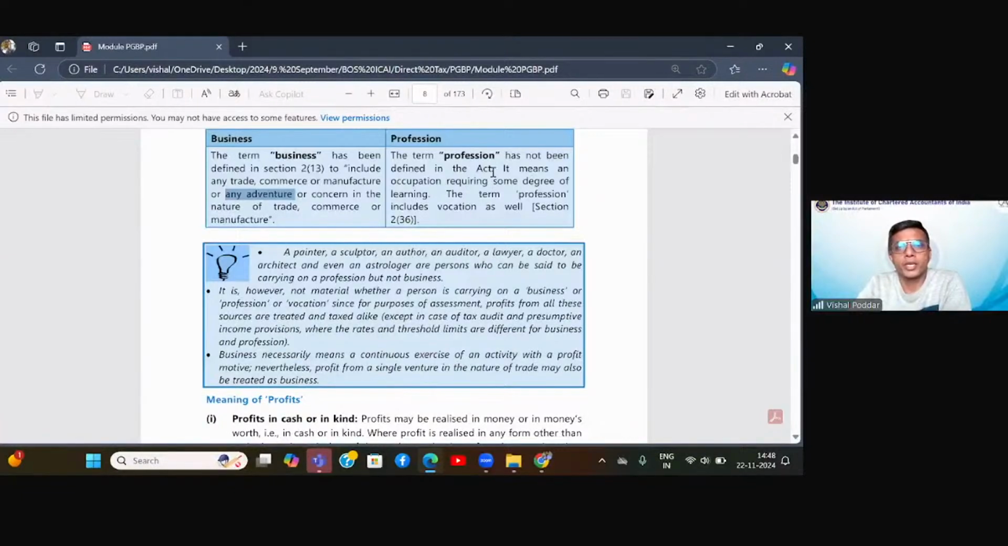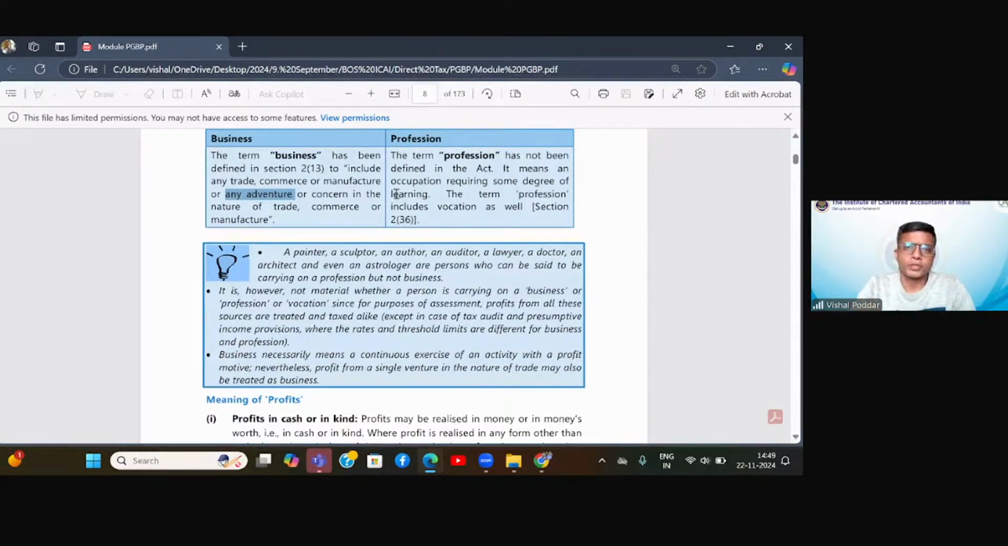Similarly, the term profession has not been defined in the Act. It means an occupation requiring some degree of learning. It is not defined, but it is explained as where your work requires some degree of learning. They are not saying formal education or qualification. They say you require some degree of learning, that is, only after studying, learning, training, you can do something. That is where you are said to be a professional.